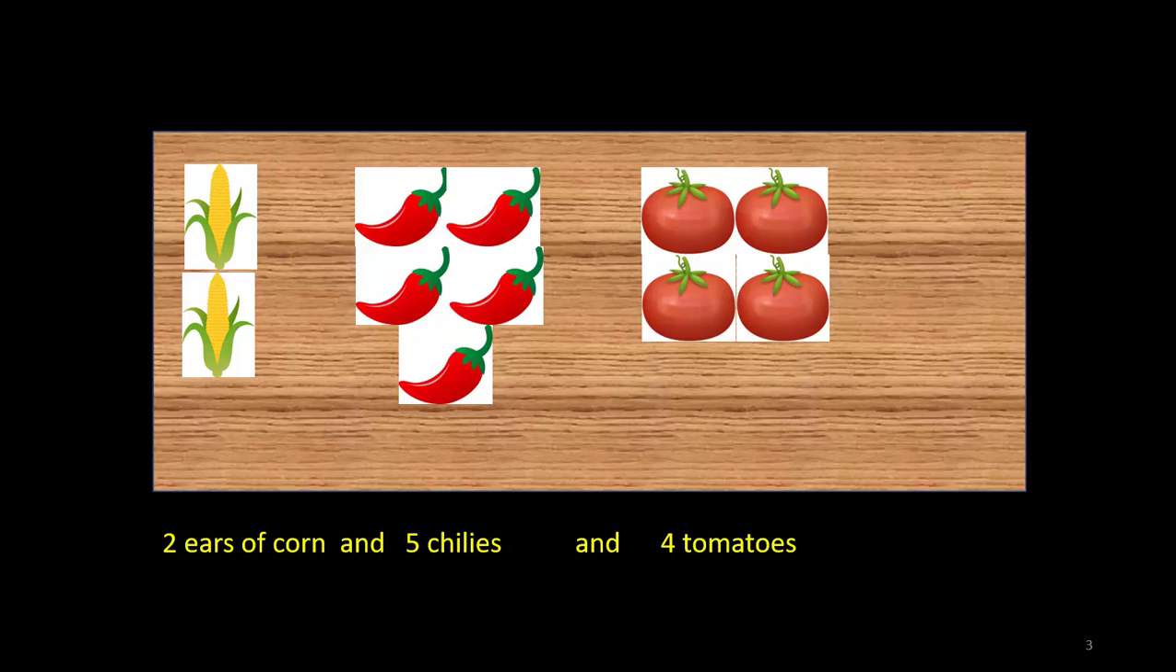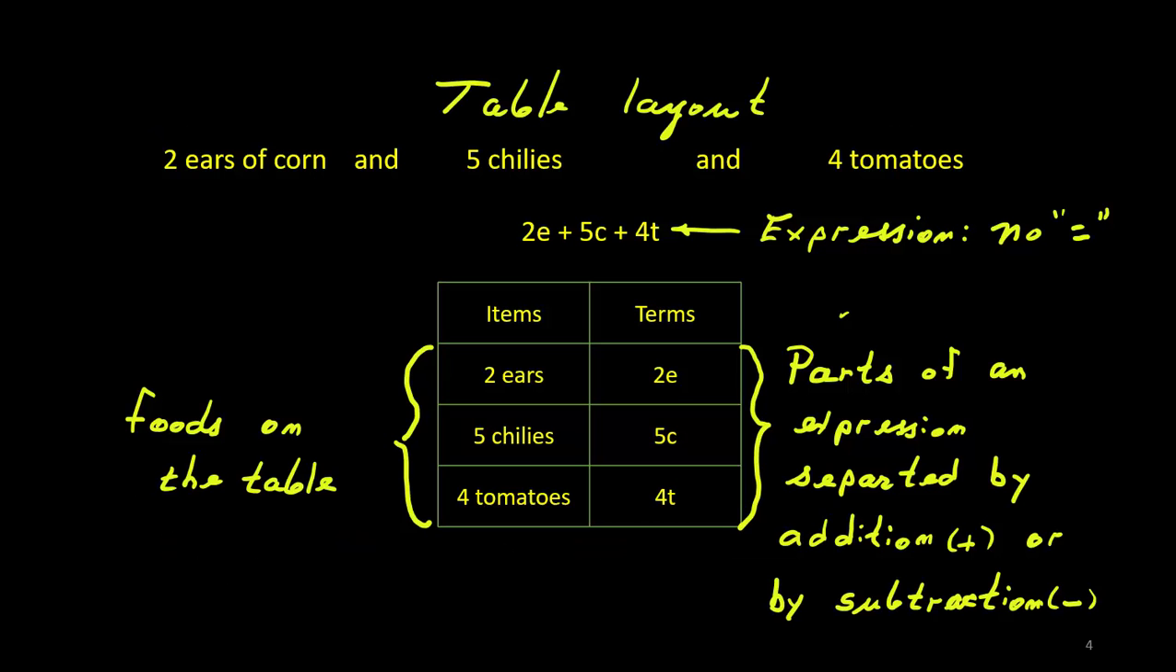I think there's probably a good chance that you wrote something like this: 2 ears of corn and 5 chilies and 4 tomatoes. Look closely to make sure that what I wrote accurately depicts what's on the table. What we'll do now is convert that picture and the description that we have here into an algebraic expression. Here's what that looks like.